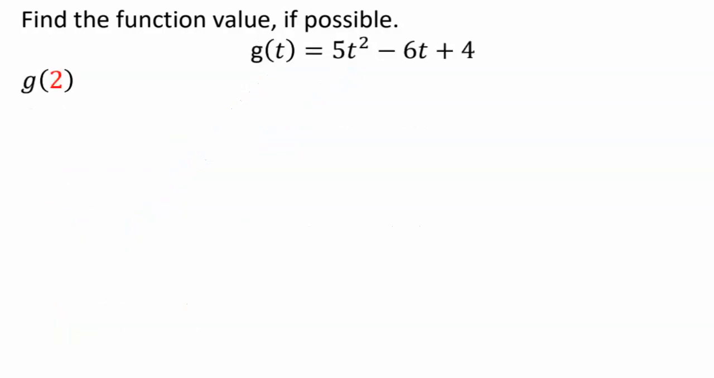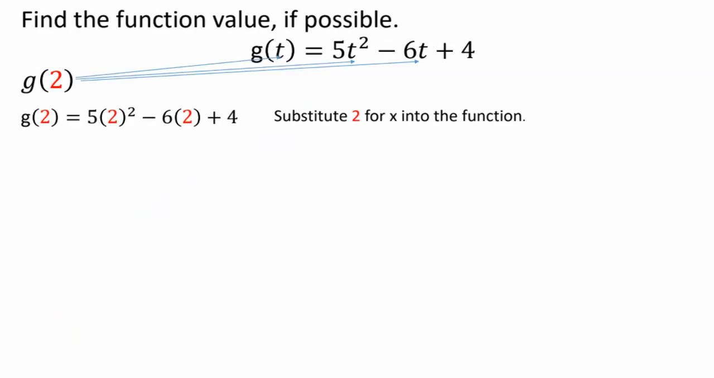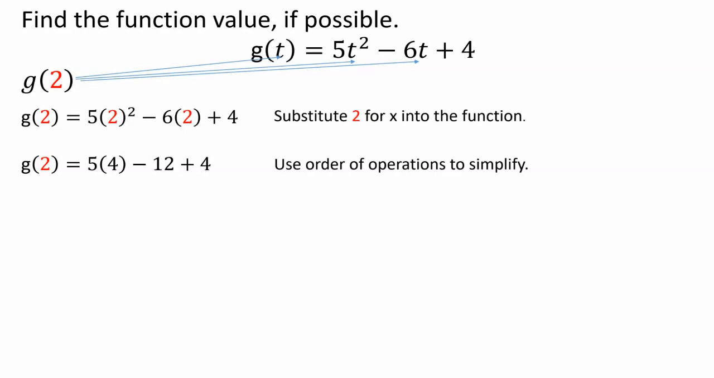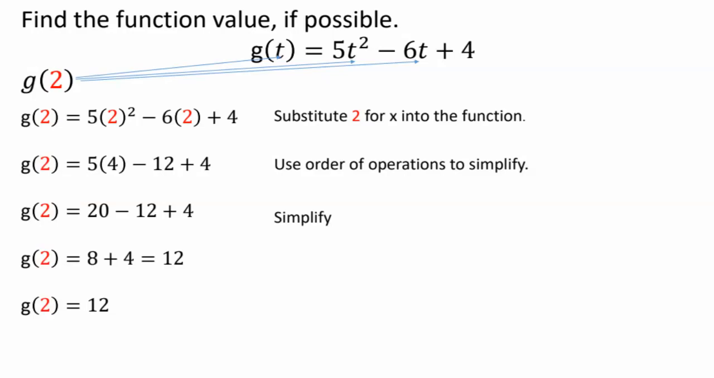Okay, now, again, find the value, the function value if possible. So here we're going to find g of 2, which means we're going to plug in 2 for every t. Okay, so we're going to plug it in here for the t squared and also here for the t. So we're going to have, now we simplify. So it's going to give us 2 squared is 4, and 6 times 2 is 12 minus 12. So it'll be 20 minus 12 plus 4. Right, so this will give us g of 2 will be equal to 12. So g of 2 is equal to 12.